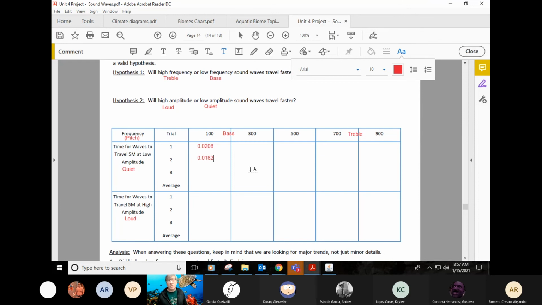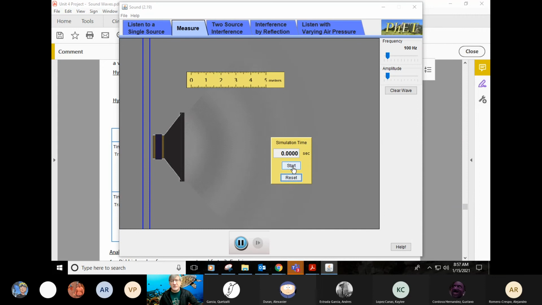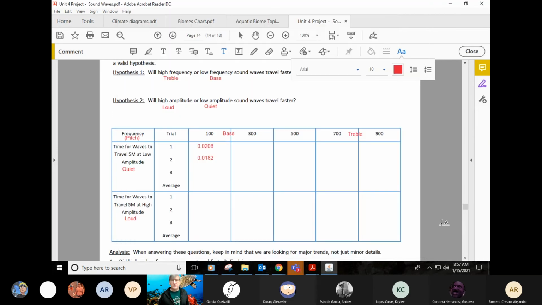You can see there's some difference between these, huh? And this is why we do it more than once. Probably the difference is because of a little error in my clicking. I'm either clicking too fast or too slow. It's hard to be accurate, and that's one reason we do multiple trials and find the average, because if I click too fast on one trial and too slow on the other, they balance each other out. Reset this, get ready, set, go. 0.0202.